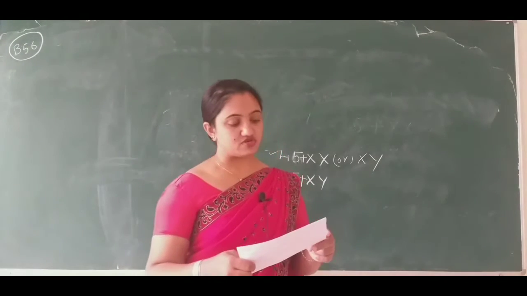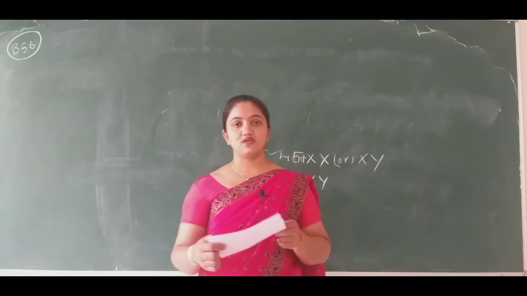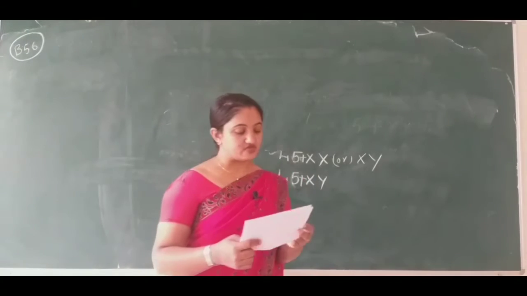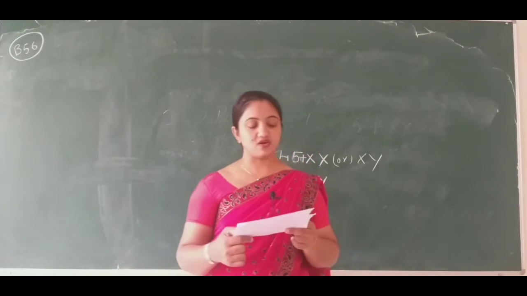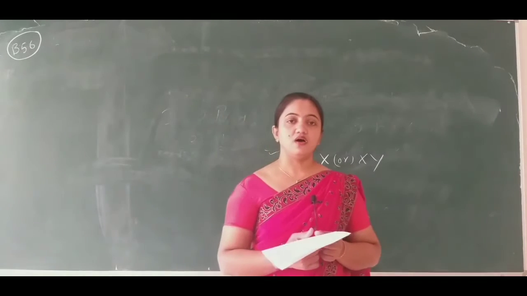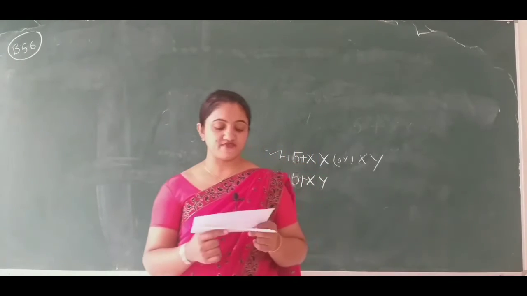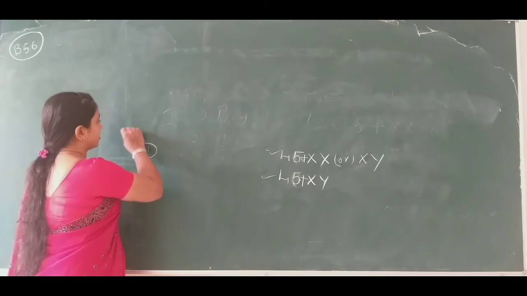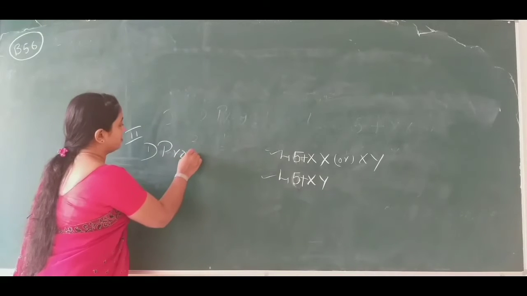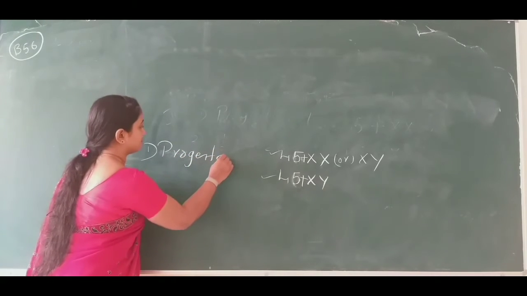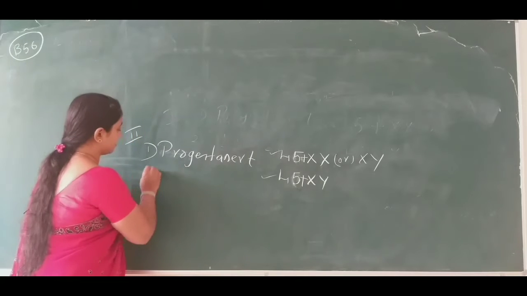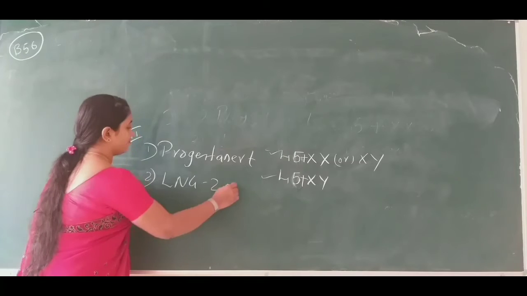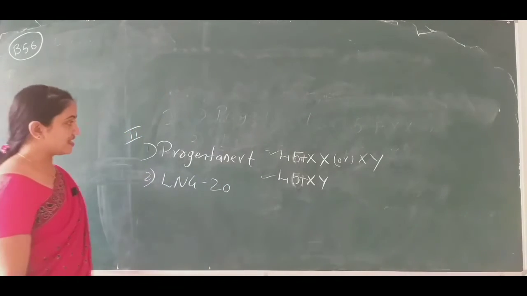So the next question is the second main. It's supposed to write only 5 out of 6. The first question in second main is name the hormone producing IUDs. The first one is progesterone and the second one is LNG. In the second one, your answer should be progesterone. The second IUD is LNG. If you have written like this, that is the correct answer.